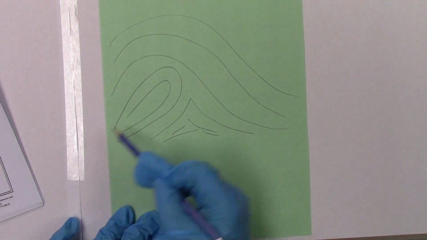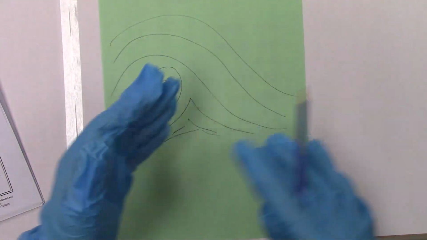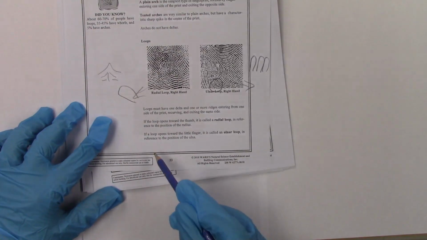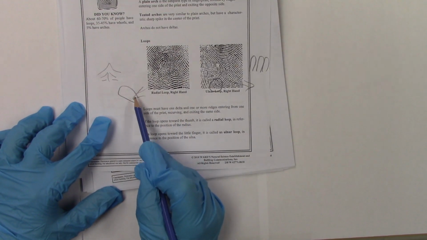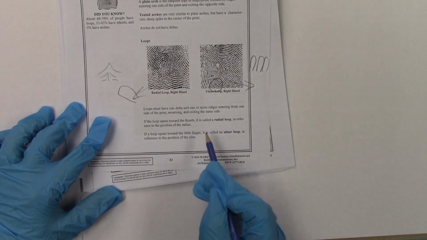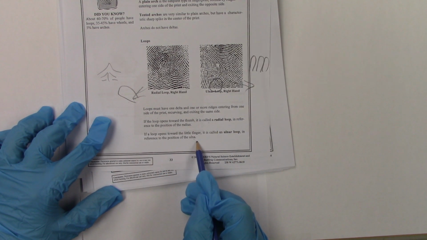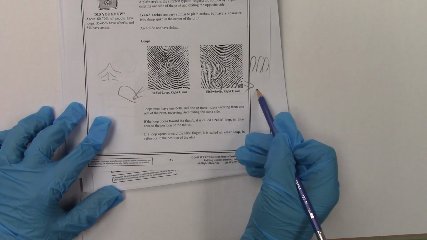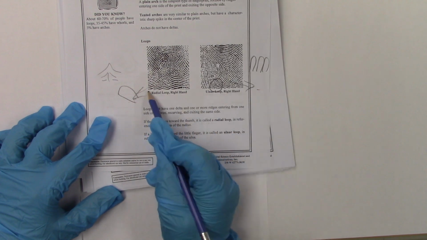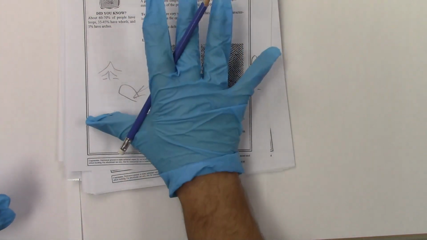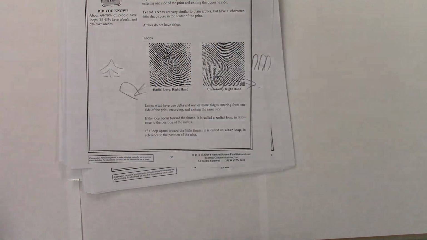Now, which way this flows tells you if it's radial or ulnar. So let's look at that. If the loop opens towards the thumb, it's called a radial loop. If a loop opens towards the little finger, it's called ulnar. Ulnar, going to the fingers. Radial, opening towards the thumb if your hand was like this. And that's how the fingerprint was taken.